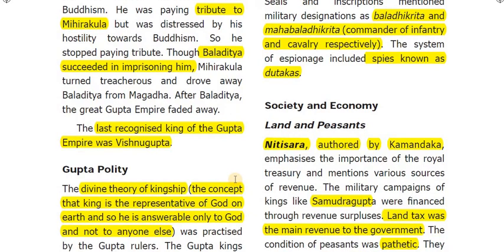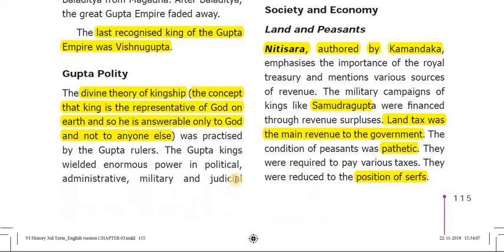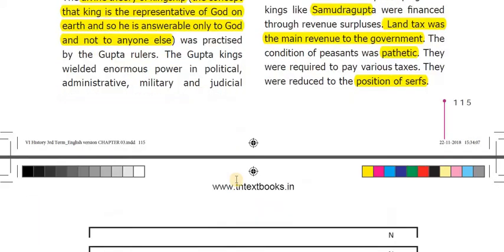Society and economy, land and peasants. Nitisara, authored by Kamandaka, emphasizes the importance of the royal treasury and mentions various sources of revenue. The military campaigns of kings like Samudragupta were financed through revenue surpluses. Land tax was the main revenue to the government. The condition of peasants was pathetic. They were required to pay various taxes. They were reduced to the position of serfs.